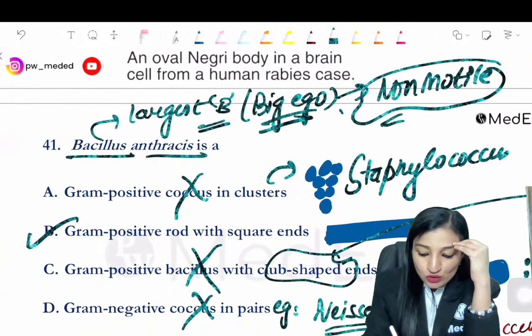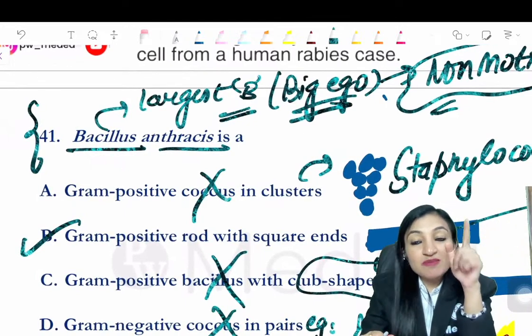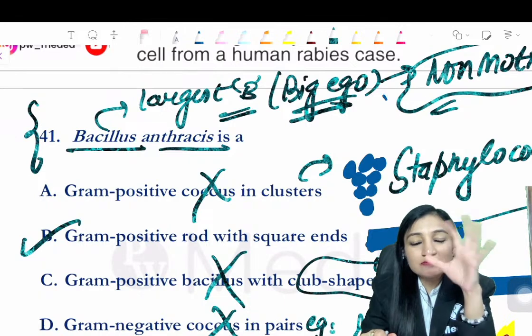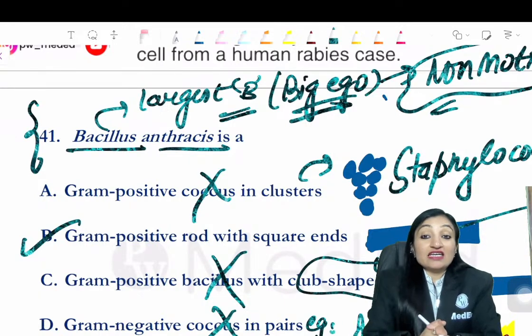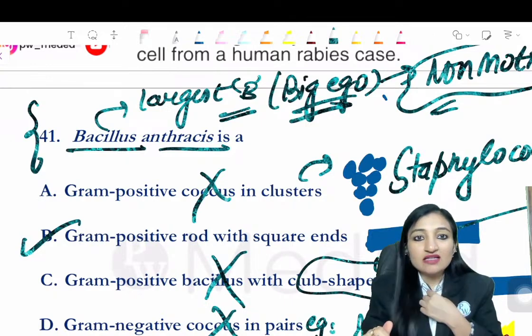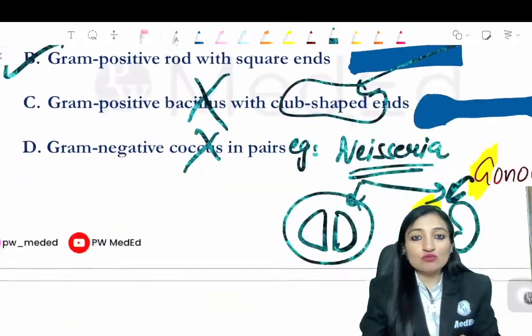In fact, this organism is again one of my favorites. I have put up a special Instagram post, not exactly busting the ego, but figuring out what all things it does not do because of its big size. You can check that out on my Instagram handle. Yes, it is non-motile.